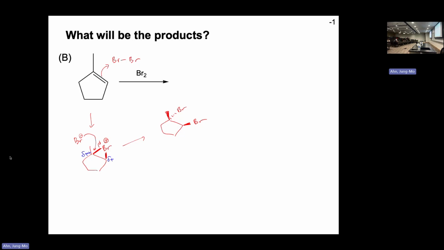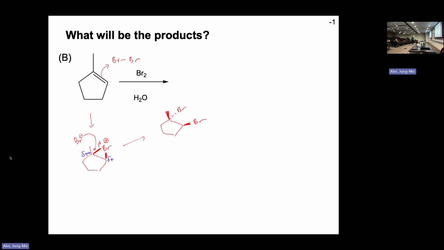Even if you make this one attack the wrong carbon, it's going to make the same thing. So you're not going to see the difference, so you might think you can do it either way. Then there will be something that you're going to find out. The question can ask you things differently. Same thing, but now we are doing it in water.